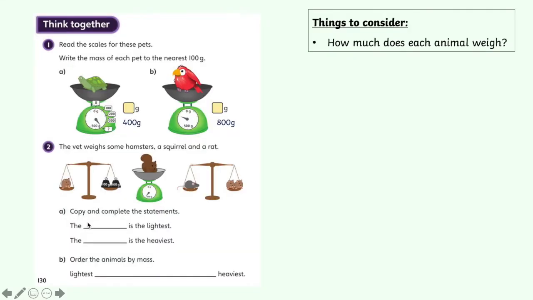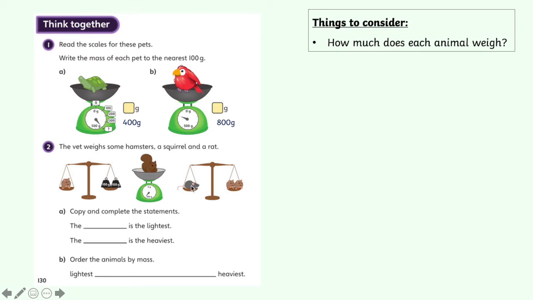Okay, let's start with part A. So the something is the lightest. Well, if we look here, we need to know how much each of them weigh, don't we? So the hamster is first, and we can see that the hamster is being balanced with 200 grams here. 100, 200. So the hamster's 200 grams. The squirrel, if we count round, it's quite small, but we can still see 100, 200, 300, 400, 500, 600. So that's heavier, the squirrel.